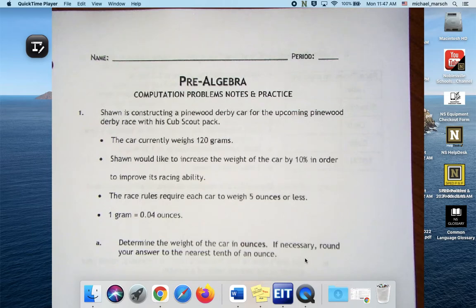He wants to increase the weight. But there's a rule. What's the rule that he has to follow? Anna? Has to be under 5 ounces. Otherwise, he cannot use his derby car. Okay, no cheaters. All right.